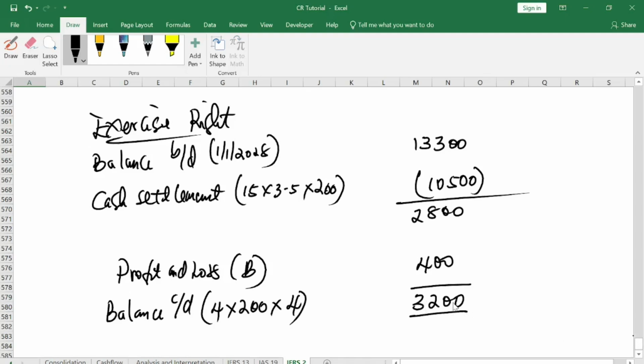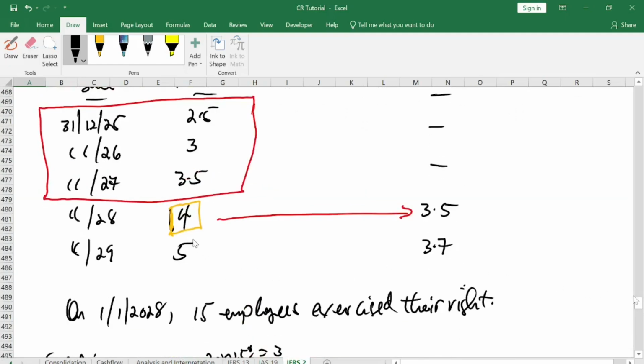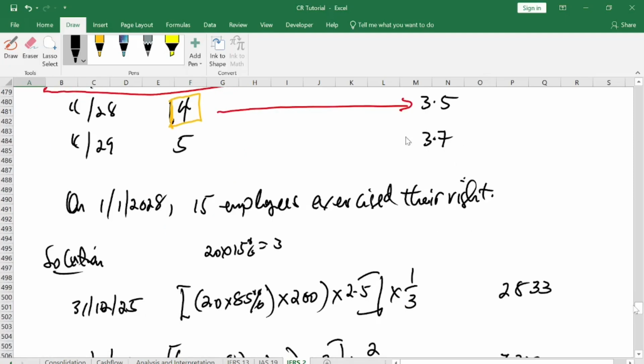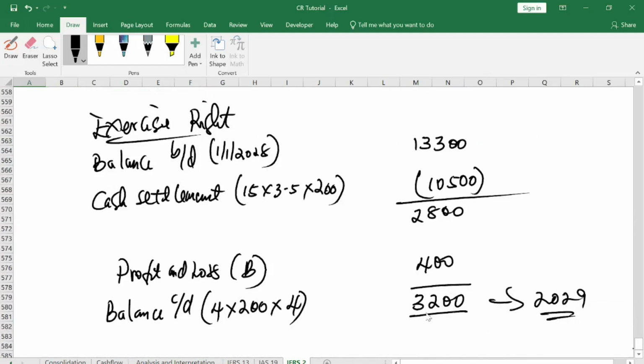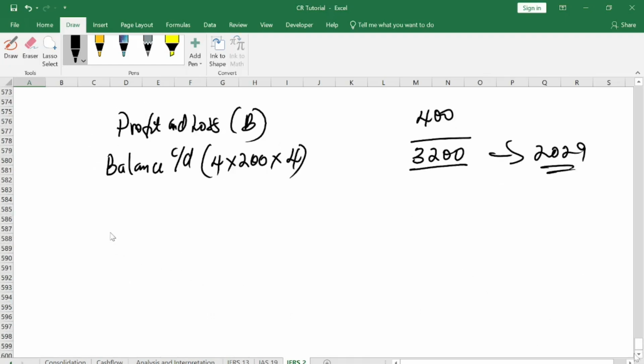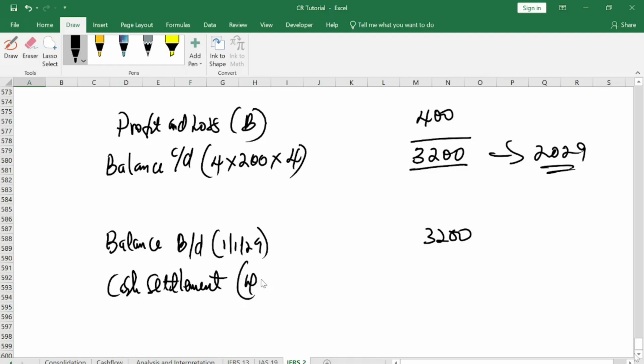So you realize that the 3,200 will be paid in 2029. So how do they pay? They will pay it using the intrinsic value of 3.7. If they decided to exercise in 2029, they will fair value it at 3.7 and pay them as such. So assuming in 2029 they decided to pay them, you come here, you have your balance brought down, which is 1st January 2029. So you will have the value of 3,200 here. And they want to do cash settlement. How many employees? 4. Their share appreciation was 200. You multiply by the intrinsic value, which is 3.7.